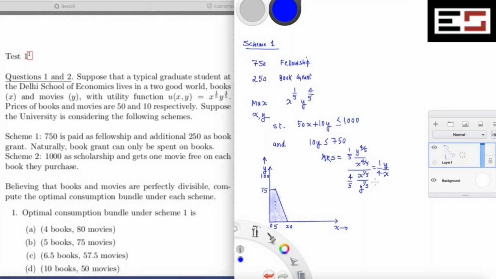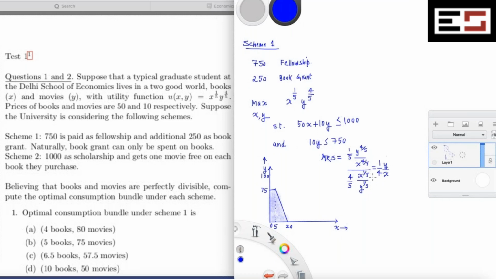Is that okay? And notice that this is diminishing. As x increases, as we move along the indifference curve, indifference curves are going to be downward sloping because both are goods. As x increases, the satisfaction level goes up. As y increases, the satisfaction level goes up. So if you want to be on a particular indifference curve, then if you try to increase x, you have to reduce y to make sure that the utility is kept at the same level. So the indifference curve is going to be downward sloping.